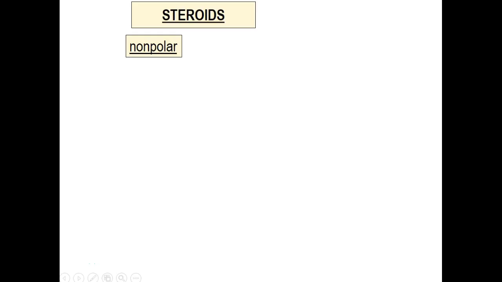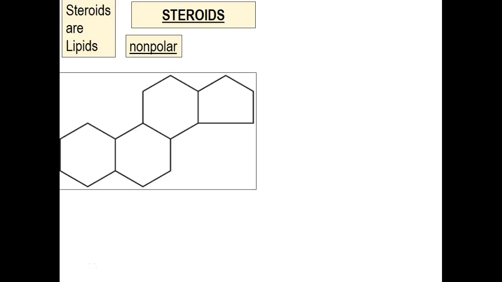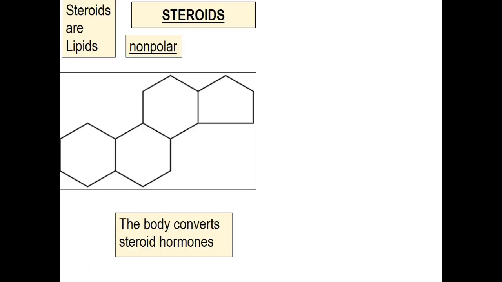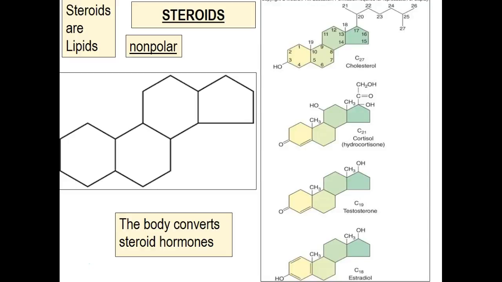This slide is about steroids, which are nonpolar. And there's a picture of a steroid. The body converts cholesterol into steroid hormones, shown in this slide. Cholesterol and cortisol, testosterone, and estradiol. So cortisol is a stress hormone, testosterone is the male hormone, estradiol is the female hormone.